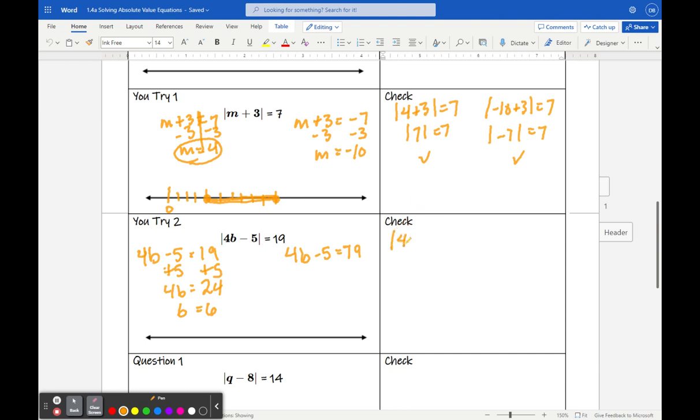The absolute value of 4 times 6 minus 5 is 19. 4 times 6 is 24. 24 minus 5 is 19. The absolute value of 19 is 19 also, so that is correct. Let's add my 5. Remember, this is negative. 4b equals a negative 14. B equals negative 14 divided by 4. So that would be negative 3.5.